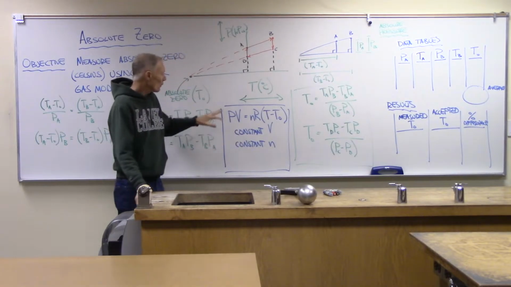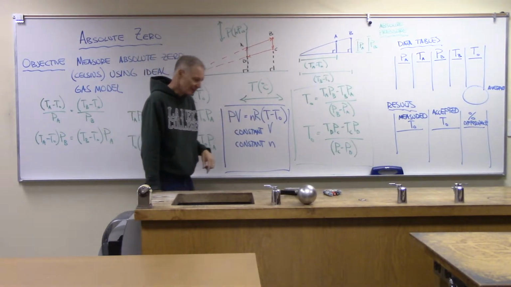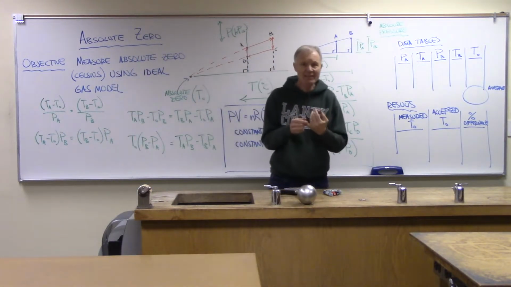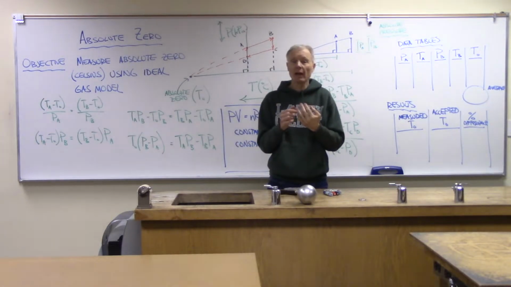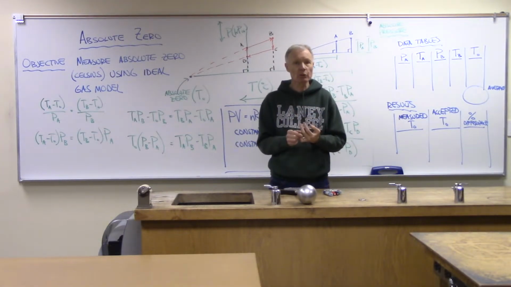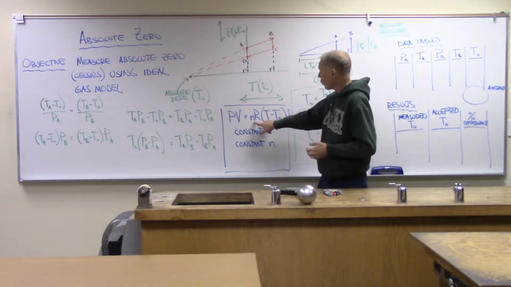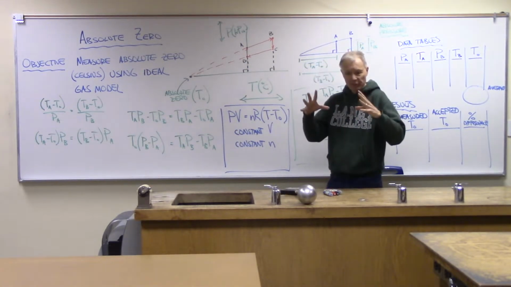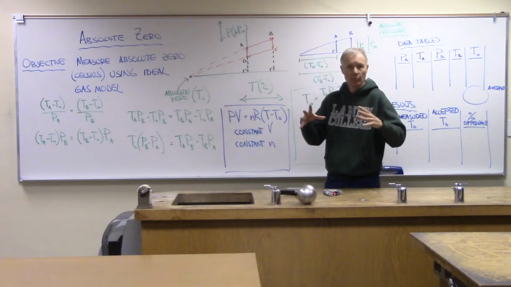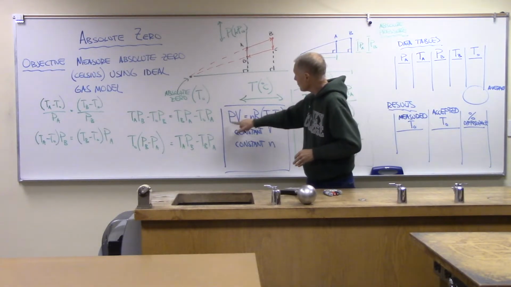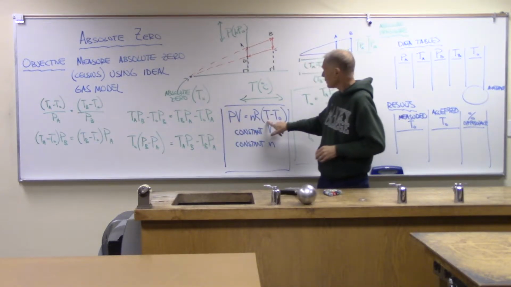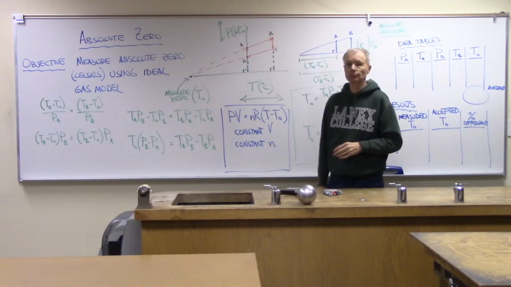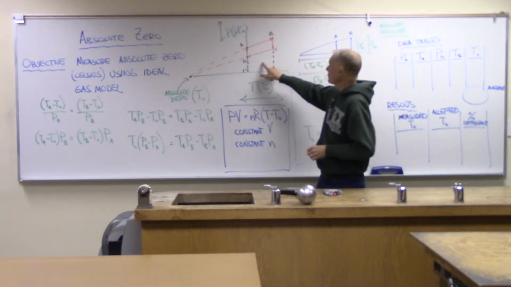Now, what this formula suggests is that if we maintain a constant volume and we maintain a constant number of molecules or a constant number of moles, if we have a fixed sample of gas molecules, then the pressure should be directly proportional to this temperature. That would suggest a graph like this.